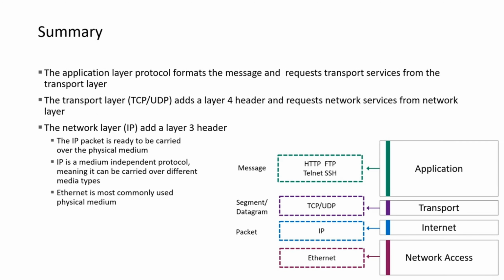This concludes the discussion on TCP/IP protocol suite. We've seen how the application layer protocol formats the message that needs to be carried over the network. The application layer protocol then requests transport services from the transport layer. The transport layer adds a layer 4 header and requests network services from the network layer. The network layer, IP, adds a layer 3 header. Now the IP packet is ready to be carried over the physical medium. The specifics of that are defined in the network access layer. Even though IP is a medium-independent protocol, meaning it can be carried over different media types, the most commonly used one is Ethernet. We'll cover the details of Ethernet in the next unit.